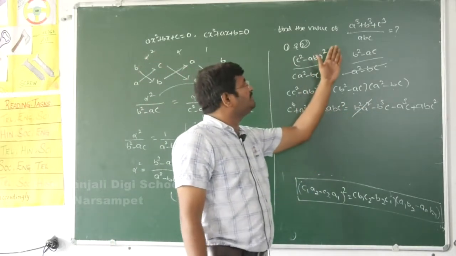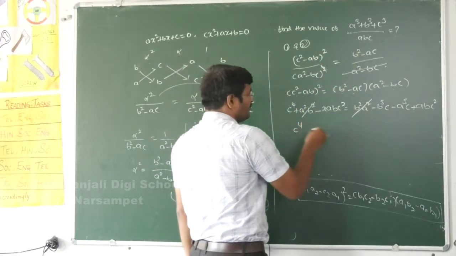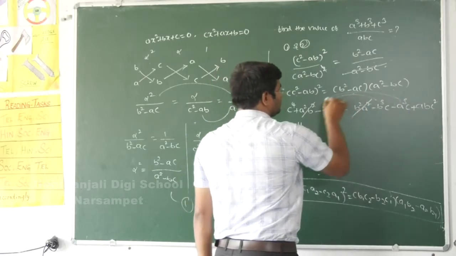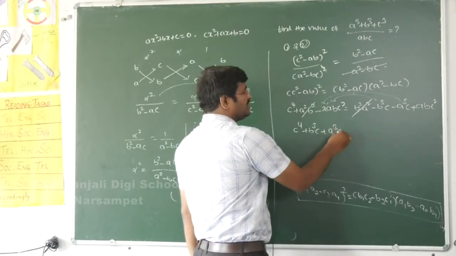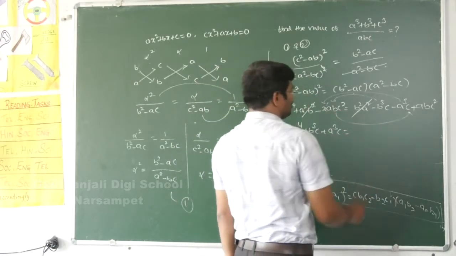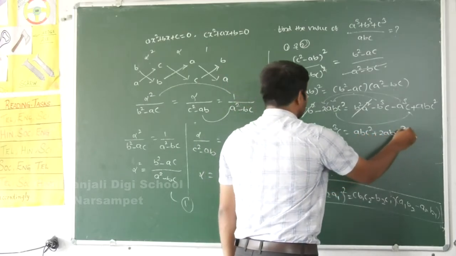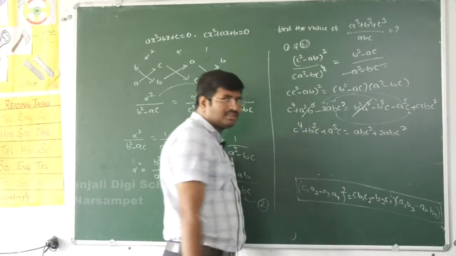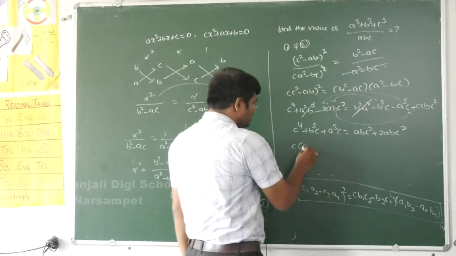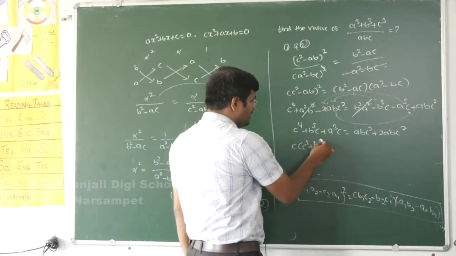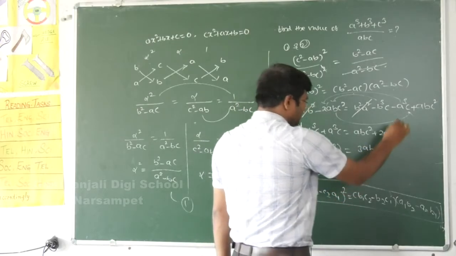Anyway, a cube plus b cube plus c cube will appear when all the terms are transposed to one side. Then c power 4, these two terms you have to transpose to the left side. Then b cube c plus a cube c is equal to, if we transpose this one to the right side, abc square plus 2abc square. From these three terms you can observe c is common. Then c cube plus b cube plus a cube is equal to 3abc square.